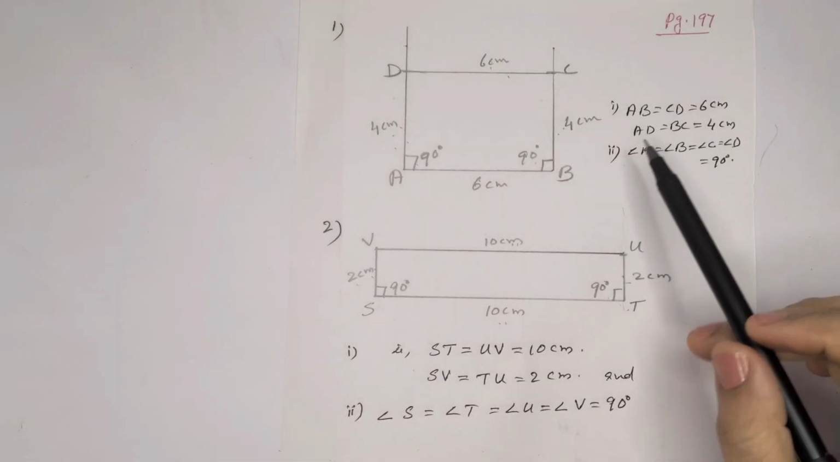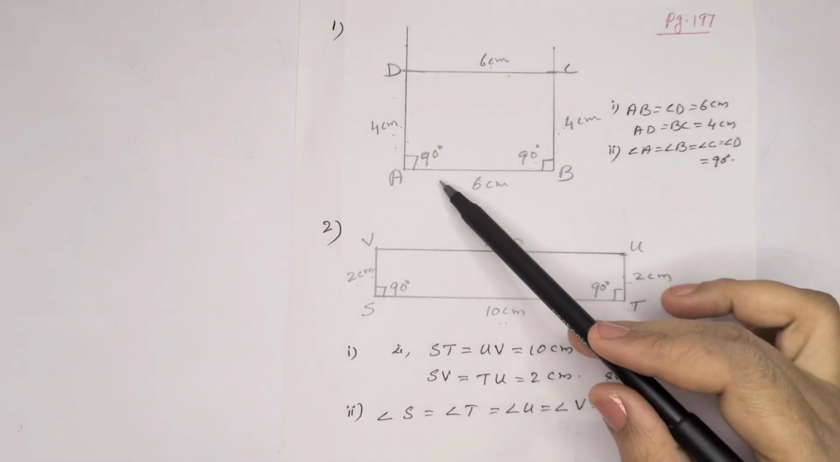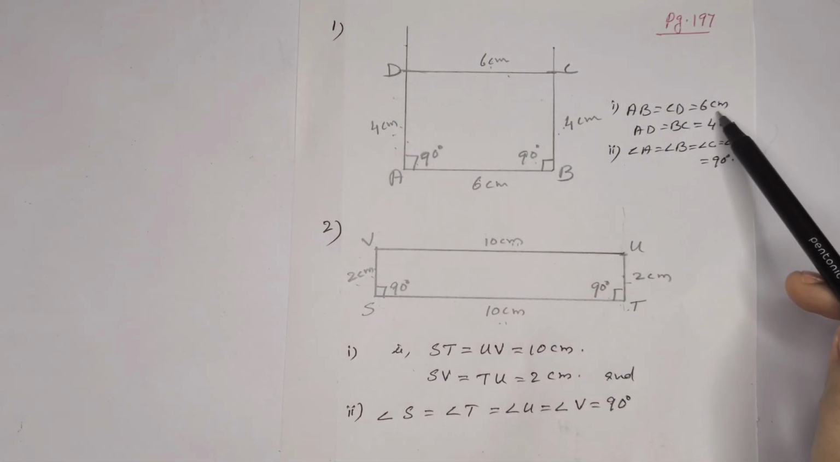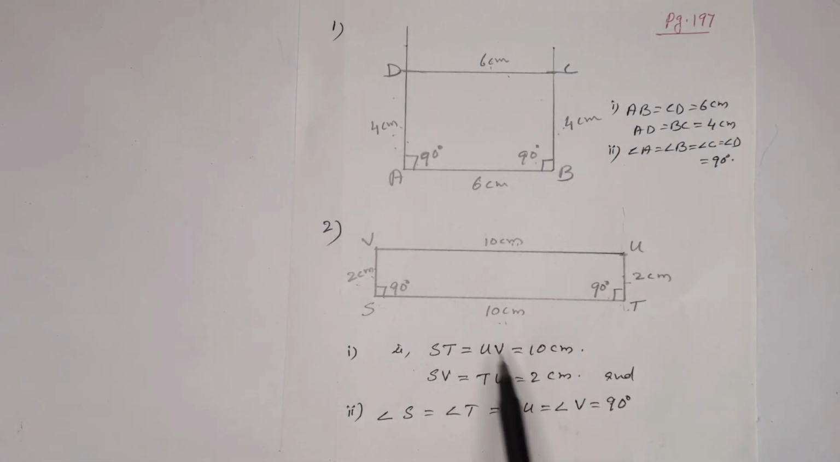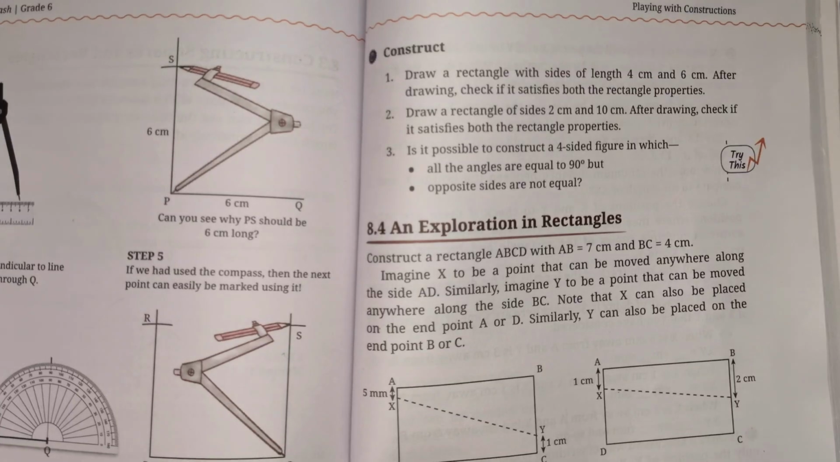So we can write the properties here in both the figures. Opposite sides measurements are equal and all angles 90 degree. Here also the same way: opposite sides ST is equal to UV is equal to 10 centimeter, SV is equal to TU is equal to 2 centimeter, and all angles are equal to 90 degree.